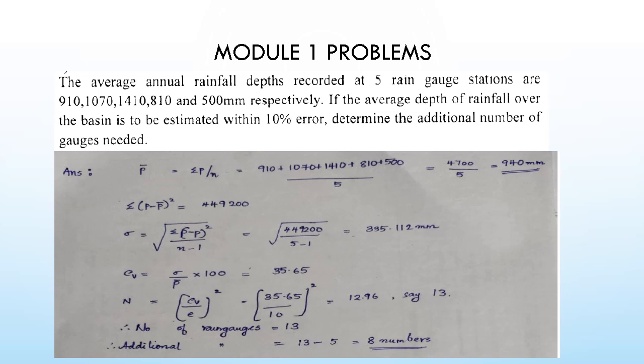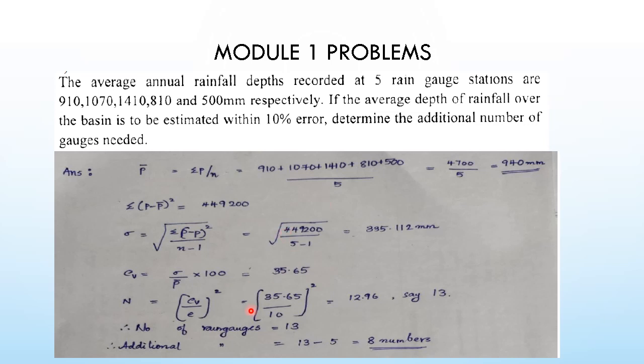First question. The average annual rainfall depths recorded at 5 rain gauge stations are 910, 9070, 9410, 810 and 500 mm respectively. If the average depth of rainfall over the basin is to be estimated within 10% error, determine the additional number of gauges needed.